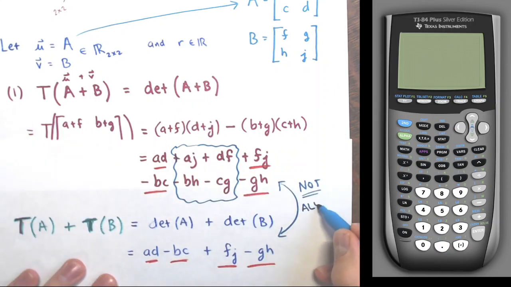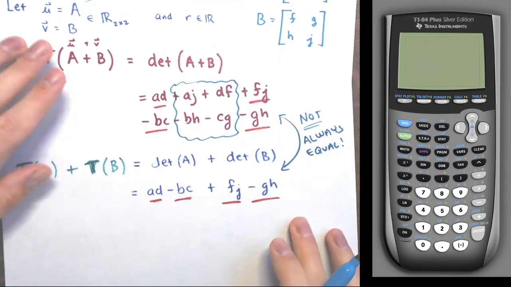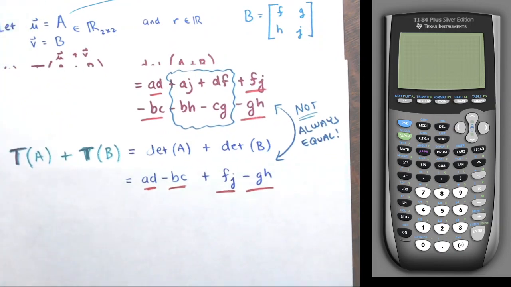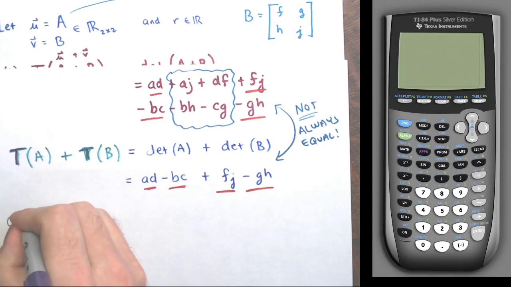So these are not always equal because of all this extra stuff, right? And let me just show you now. So this is not true, right? The additivity property does not hold. And let me show you a counterexample. Here is one of those counterexamples.